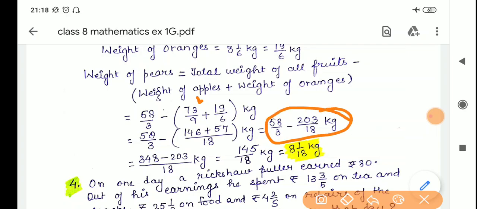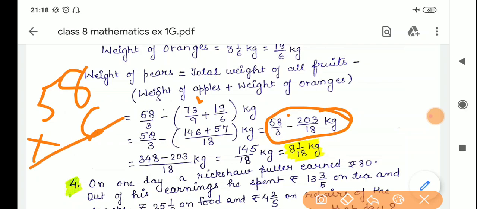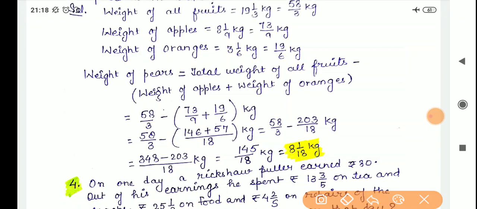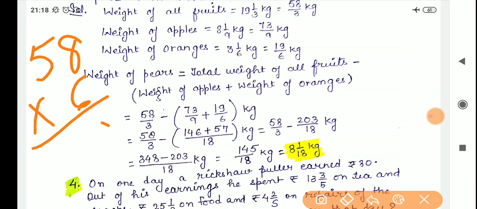This we got. When we solve this equation, we take the LCM. 18 will be the LCM. So how many times? 6 times. 6 8s are 48, 4 carry. Again, 58 multiplied by 6. So here 48, 4 carry, 6 5s are 30, 34. So 348 minus 203.